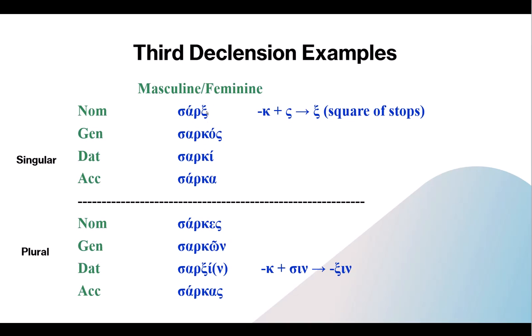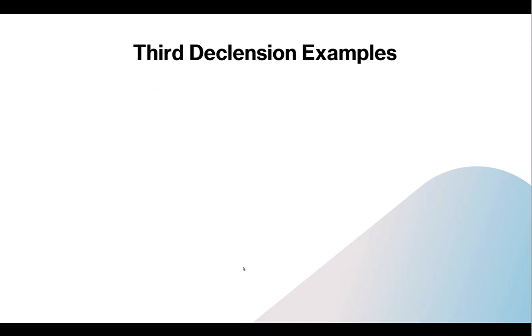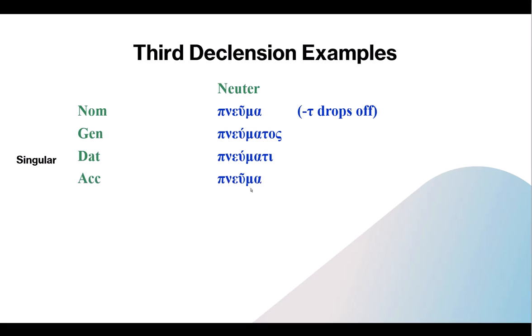The sigma is combined with the kappa. Es, on, sin, as. Let's look at a neuter example. So we have the noun pneuma. So we have pneuma, pneumatos, pneumati, and pneuma.